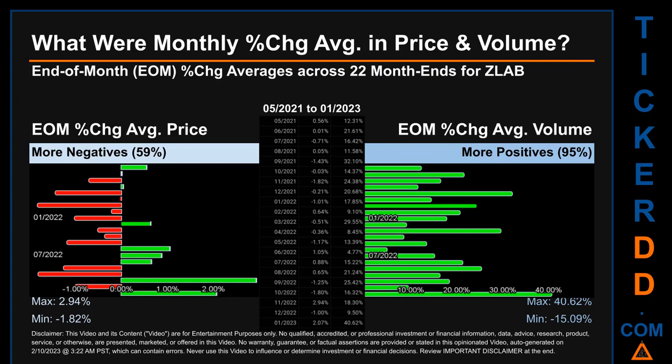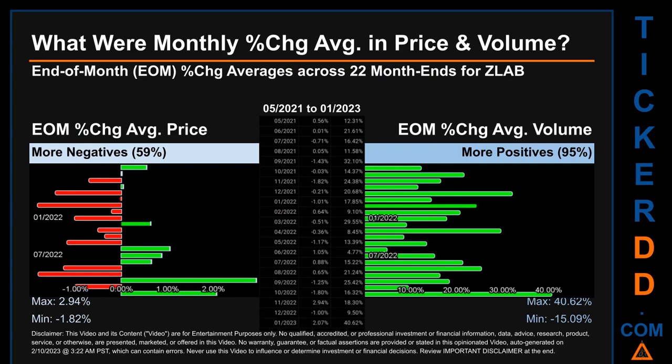What were end-of-month percentage change averages in price and volume for ZLAB? The monthly average of percentage change in price and in volume were calculated for each of the 22 month ends. That calculation took daily percentage changes and averaged them for each given month. If a month end came out negative, then it means that the month summarily saw a negative change.